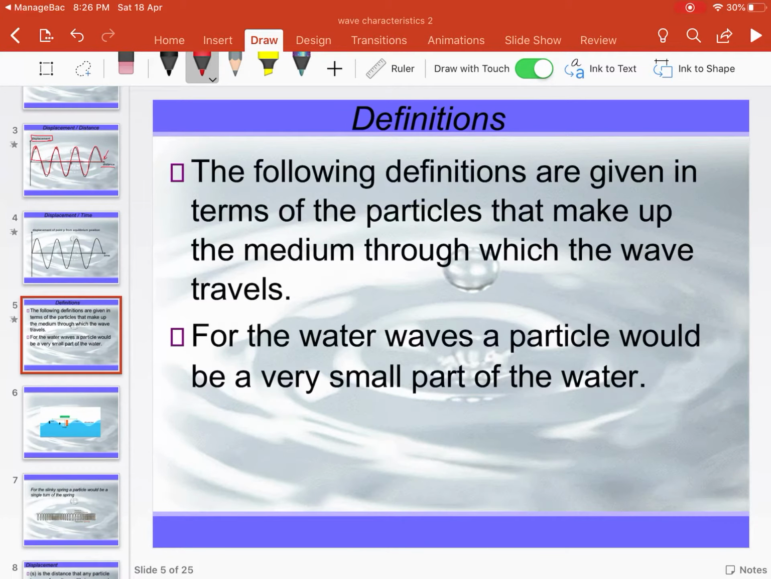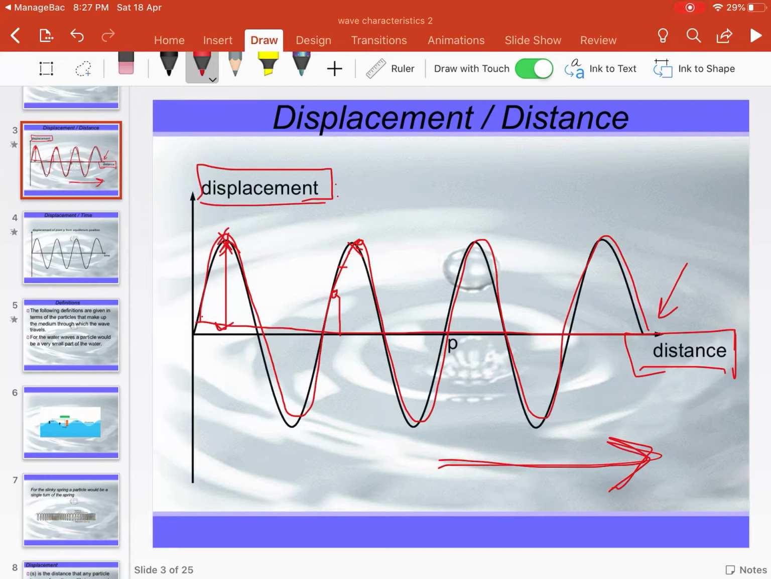Now, the distance is how far the wave goes as a whole, energy being transferred, how far the wave is going. That's called the distance.